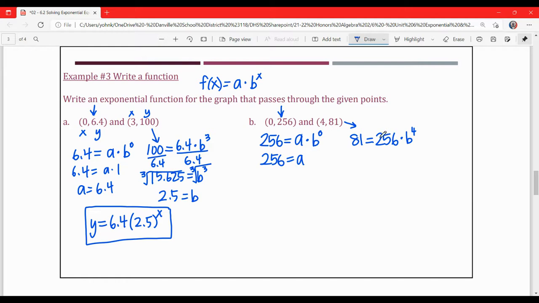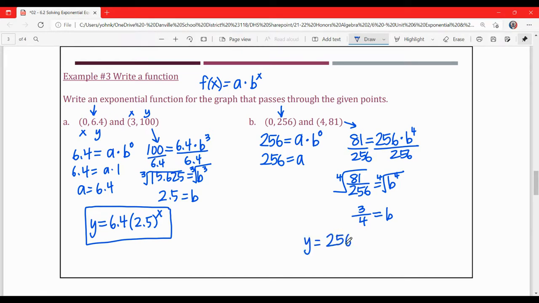So to solve, I need to divide by 256. Now this gives me a really funky decimal, so I'm just going to leave it as 81 over 256 equals b to the 4th. To get rid of the 4th power, I need to take the 4th root of both sides. The 4th root of 81 is 3, and the 4th root of 256 is 4. So I get a b value of 3/4. So I can write my equation, y equals a, which is 256, times b, which is 3/4, to the x.